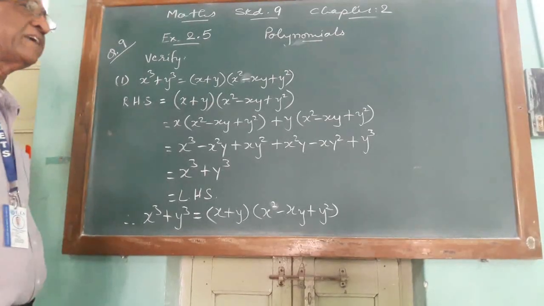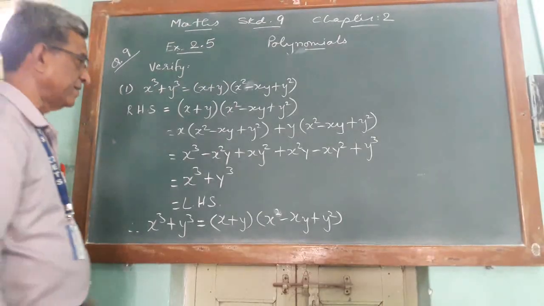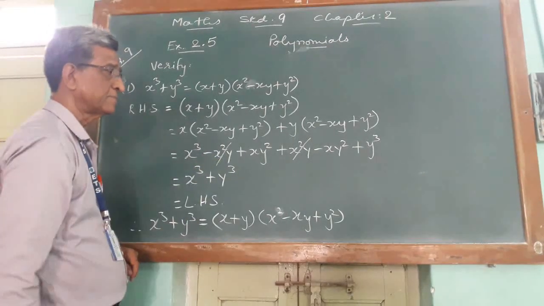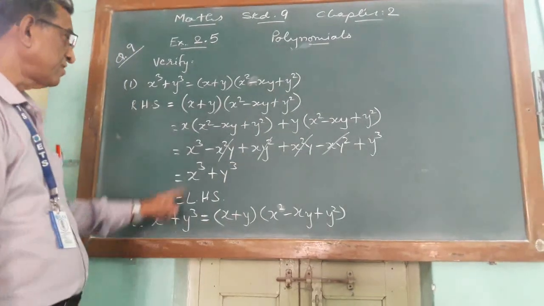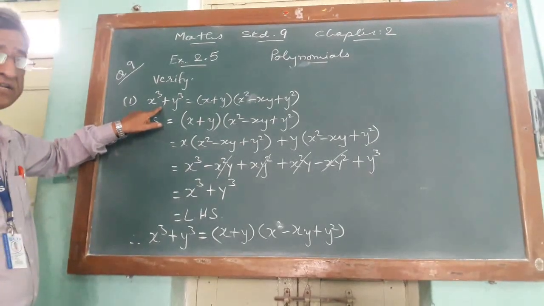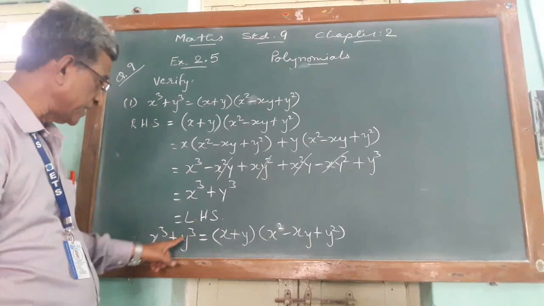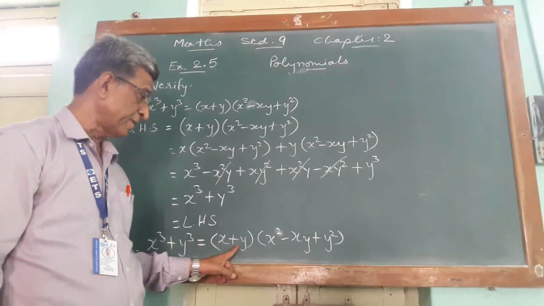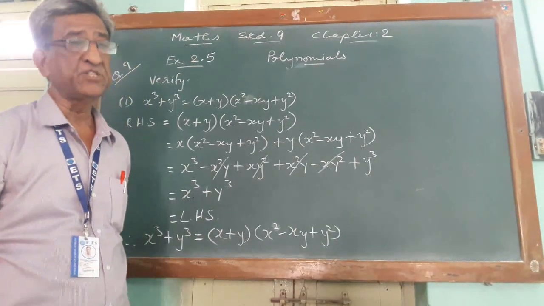Now like terms with the opposite sign will be cancelled, that is minus x square y plus x square y, plus xy square minus xy square. So what remains? X cube plus y cube. That is, you can see, your LHS. So you can say that RHS is equal to LHS, and hence it is verified. X cube plus y cube is equal to x plus y into another bracket x square minus xy plus y square. Like this you can verify.